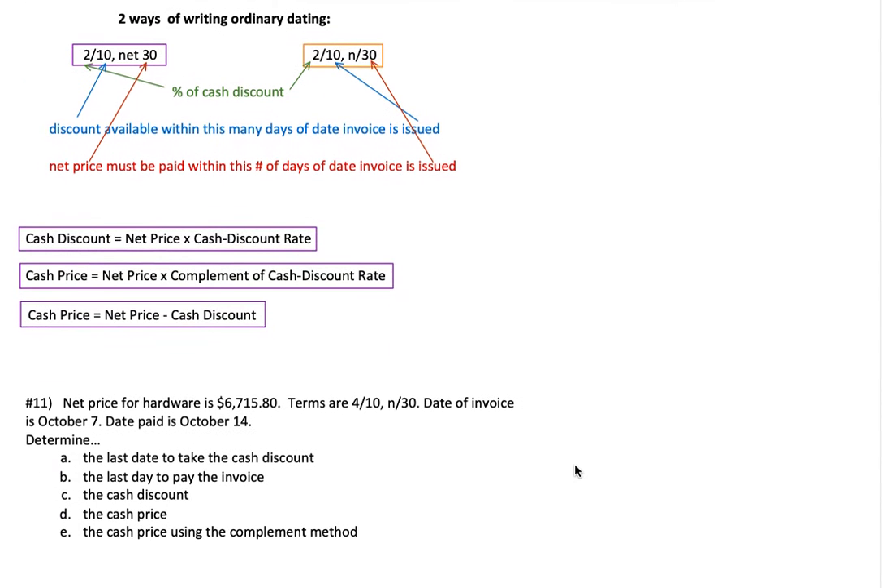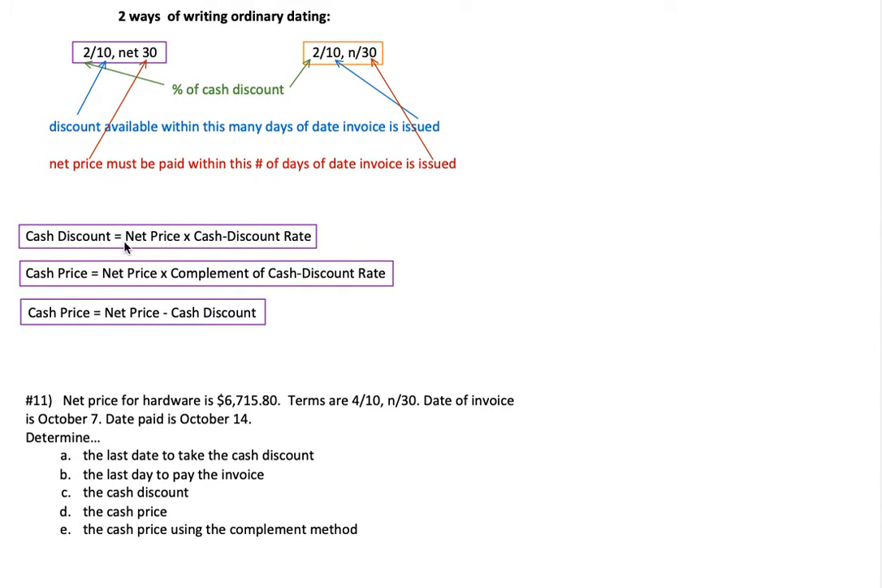So you have a couple of formulas. Your cash discount is just going to be your net price times your cash discount rate. Your cash price will be net price times the complement of the cash discount rate. And that's just another way of doing it. And then you have net price minus cash discount. And really, this one should have probably been put right here. It makes a little bit more sense because you need to do these two together to get the answer, or else you can just do this middle one.